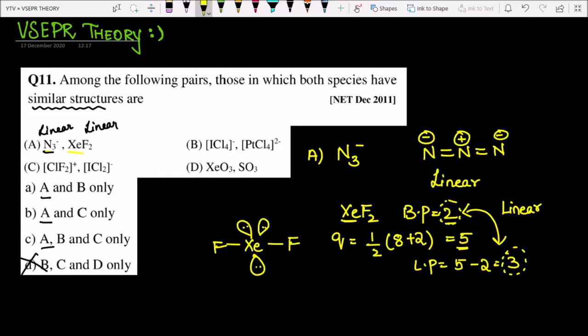If you consider option B, they are talking about ICl4 minus and PtCl4. In case of ICl4 minus, the bond pair is equal to 4, right? And if you have to find the lone pair, first find the quotient value: half into iodine has 7 valence electrons, plus 4 monovalent atoms, plus 1. So it is going to give you 6. So the lone pair is going to be 2. So it is 4 bond pairs and 2 lone pairs, and if it is 42, the shape is going to be square planar.